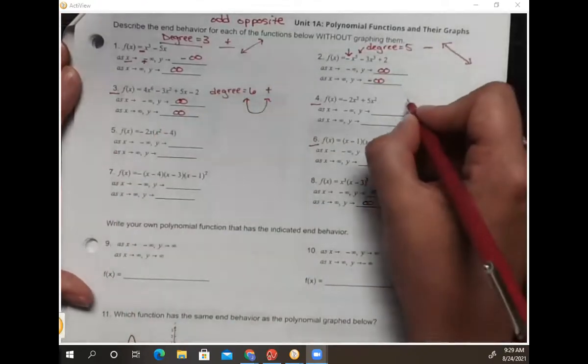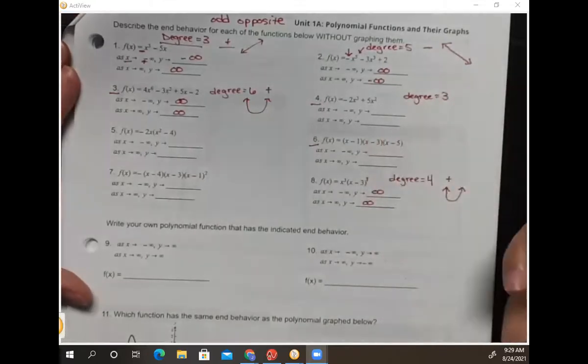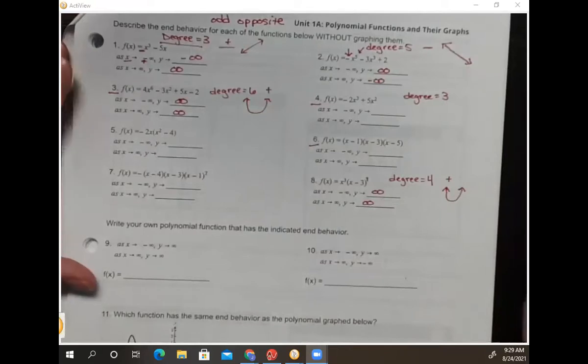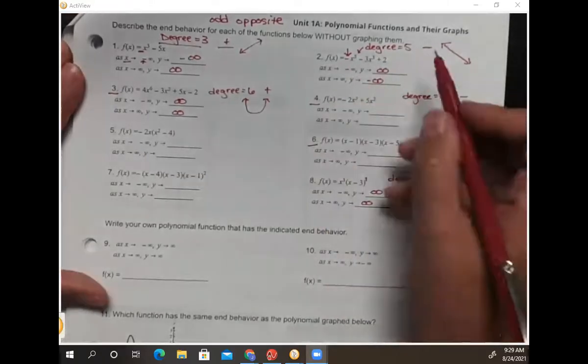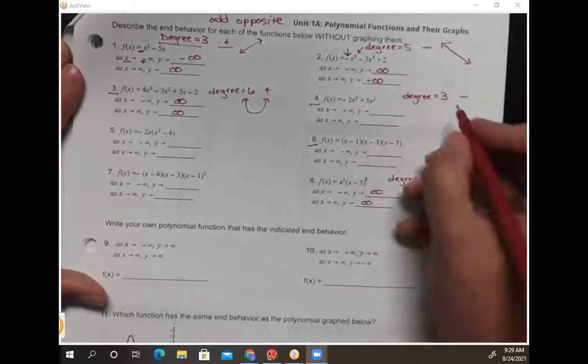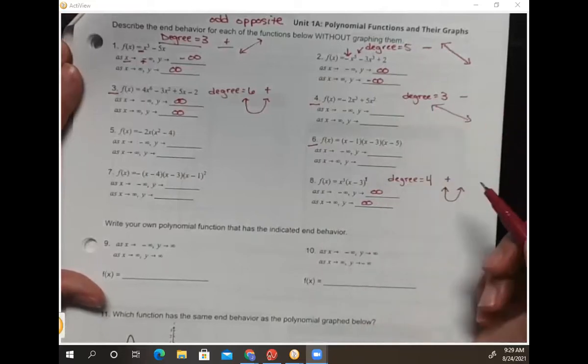For number 4, what's our degree? 3. And our lead coefficient is negative. Yeah, negative on this one. So this is the same setup we had as number 2. Odd degree with a negative lead coefficient means I've got something that generally looks like this.